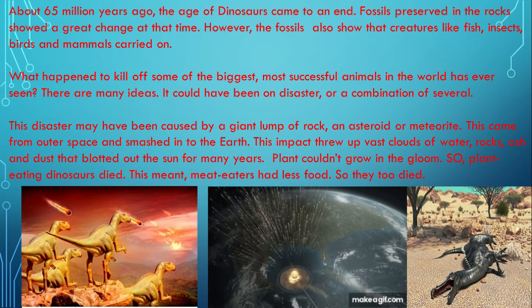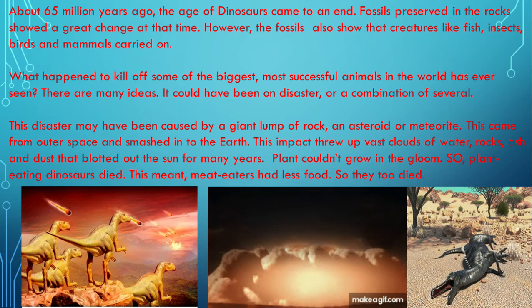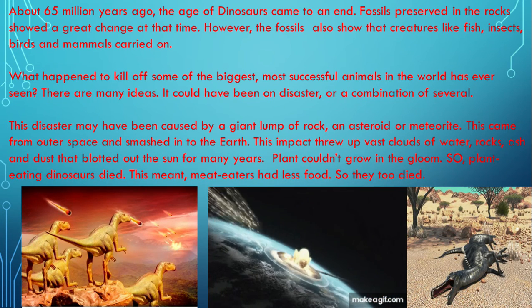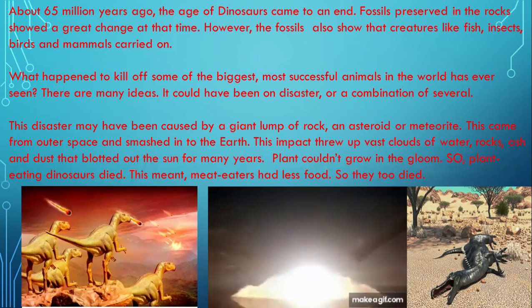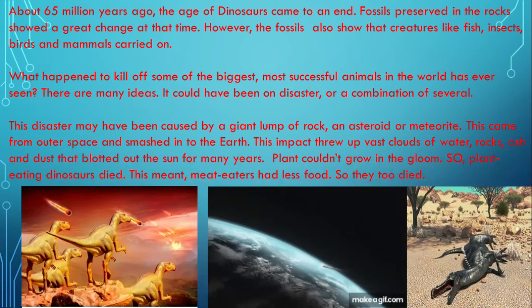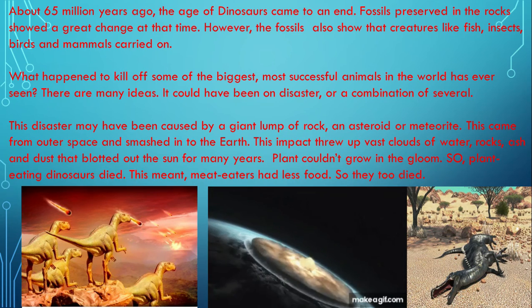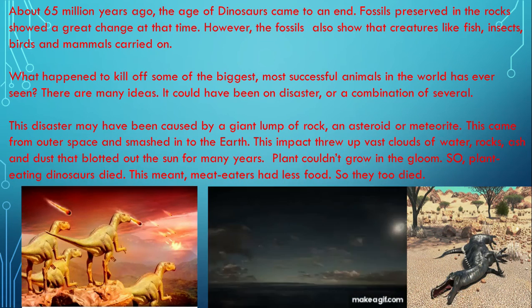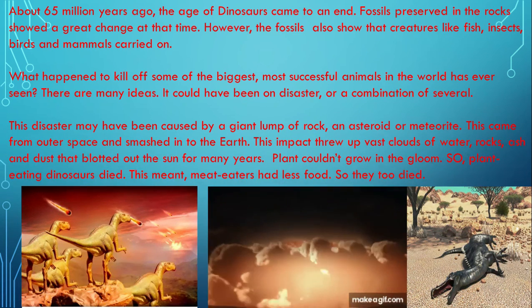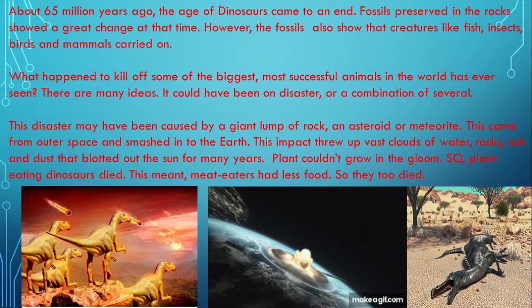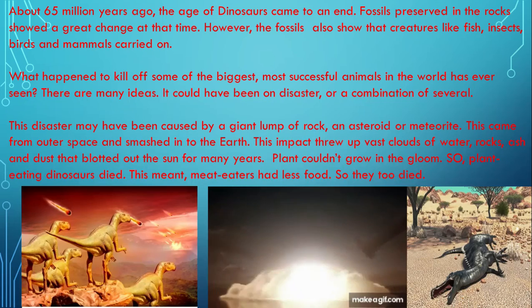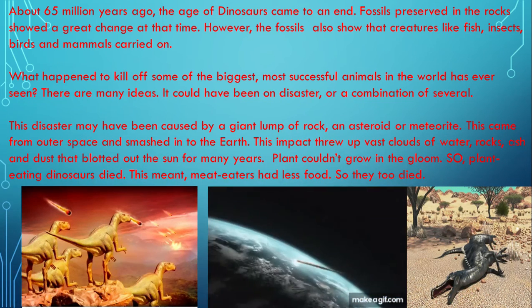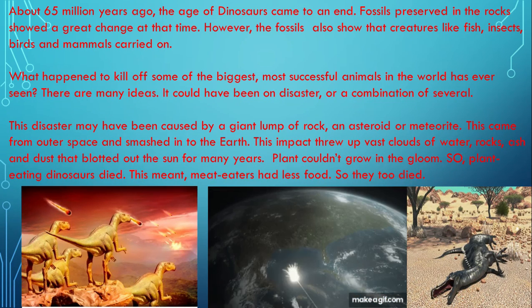This impact threw up vast clouds of water, rocks, ash, and dust that blotted out the sun for many years. Plants couldn't grow in the gloom, so plant-eating dinosaurs died. This meant meat eaters had less food, so they died too. That means meat-eating dinosaurs depend on plant-eating dinosaurs directly or indirectly.